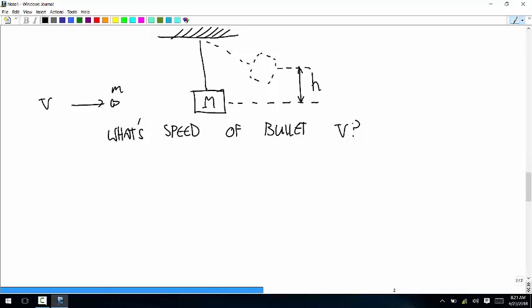Well, there's two parts. We're going to break this up into two separate problems. The first problem is the collision part. And what are we going to use for the collision? It is inelastic, conservation of linear momentum. Yep, exactly.